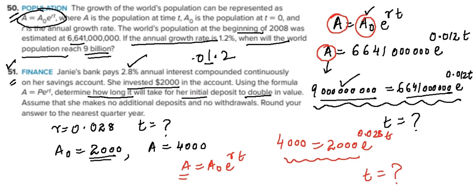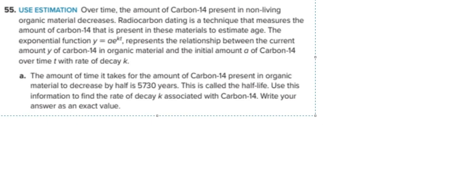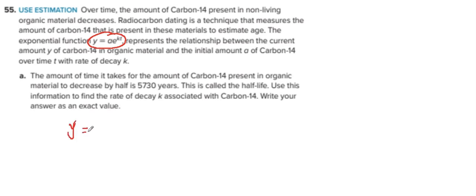Let me discuss these questions with you. I think that is 55 and 56. These are from lesson 6.4. So let me take the questions. Here we have question number 55. The equation is given here: y is equal to A e^(kt). So y is equal to A, the initial, e^(kt).